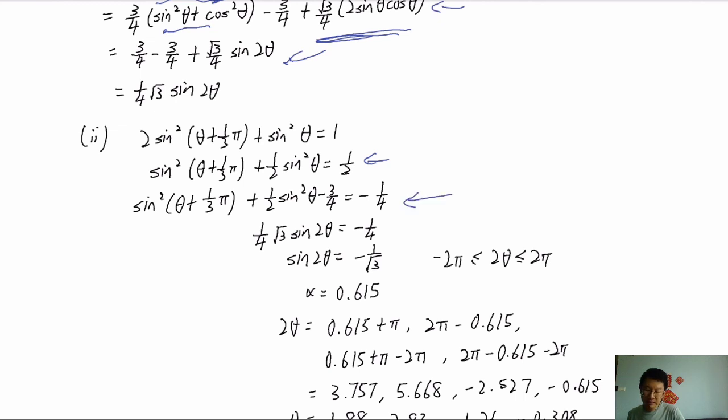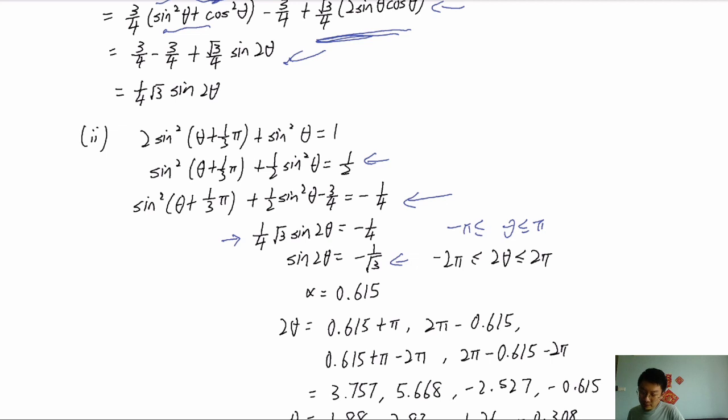Until here, the left hand side is already something that we can apply the identity that we have already proven. So from there, just use the identity proven, where we have this for the left hand side. And from there, we end up with something nice to solve, in that case, sine 2 theta is negative 1 over root 3. Again, this one is to solve for 2 theta. Given that theta is between negative pi and pi, we need to adjust this range to become the range for 2 theta. So for 2 theta, it would be between negative 2 pi and 2 pi.